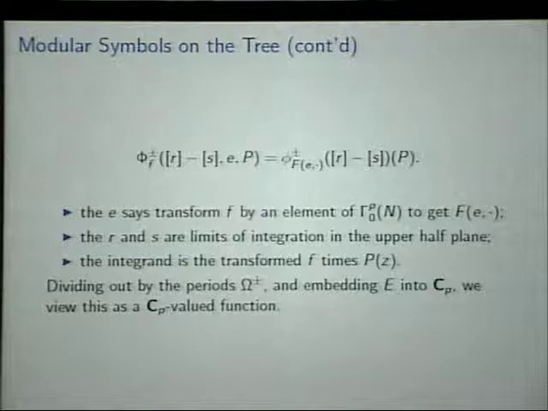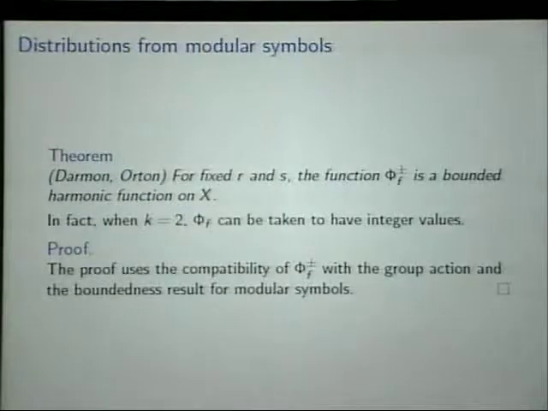So here's a restatement of that. Your E tells you to transform your modular form to figure out what goes on that edge. The R and S are the limits of integration in the upper half plane, and the integrand is the F that you're supposed to integrate times P of Z. And if you divide out by these periods of the space of modular forms, then this is actually a number. Okay? And the really amazing thing, although if you go back through the proof it's true for kind of trivial reasons, is that this is a bounded harmonic function on the tree.